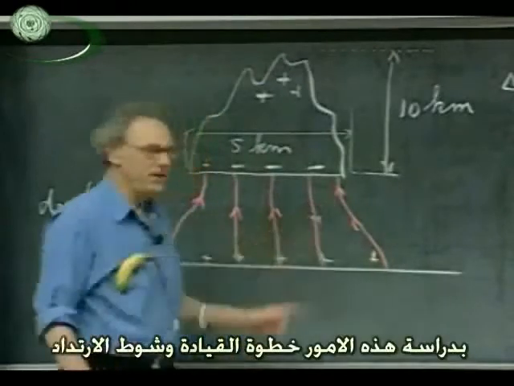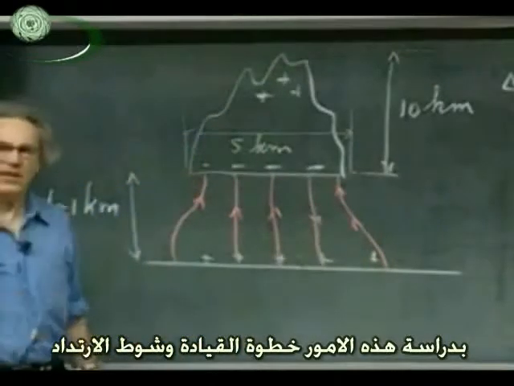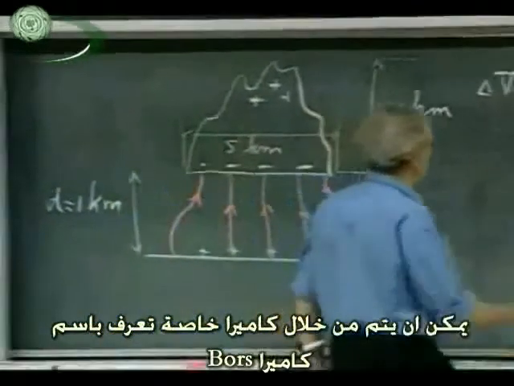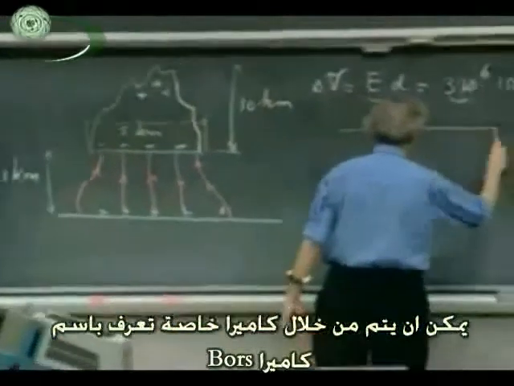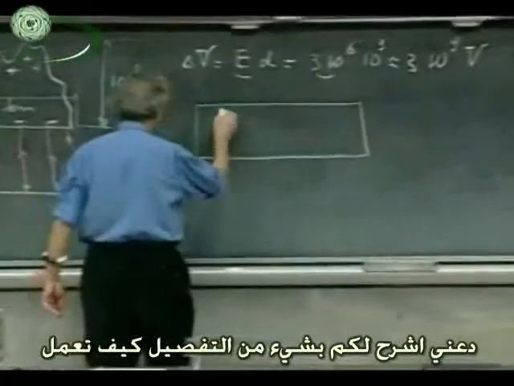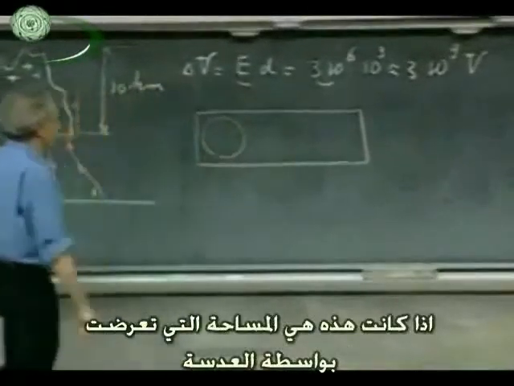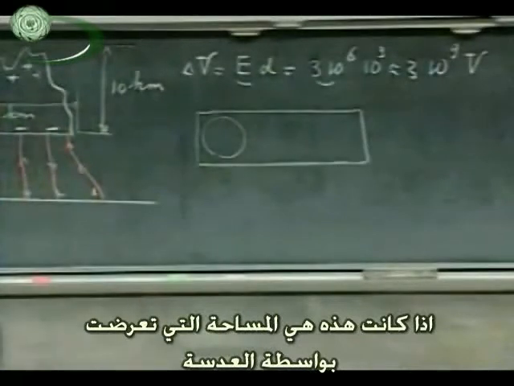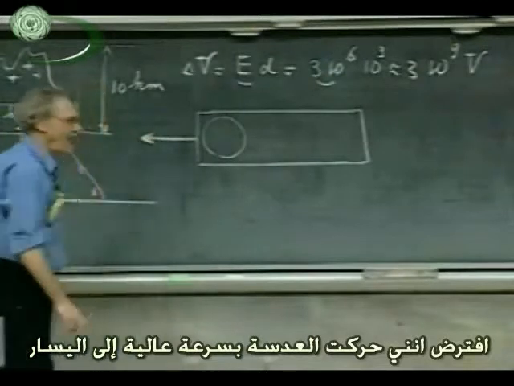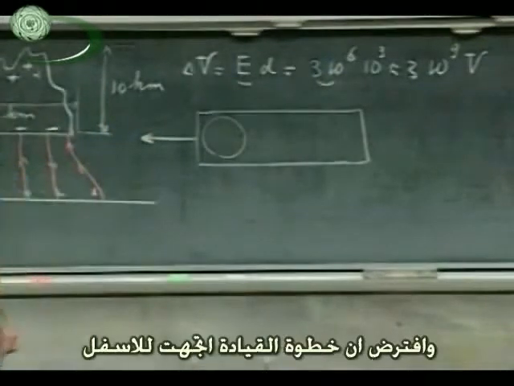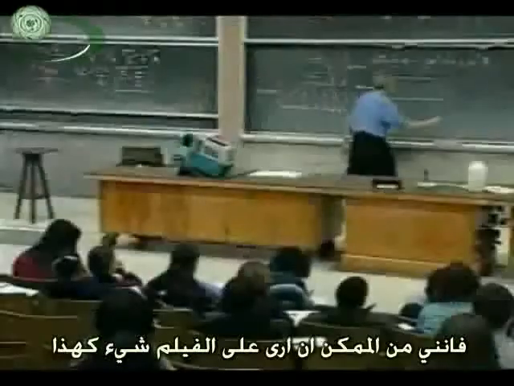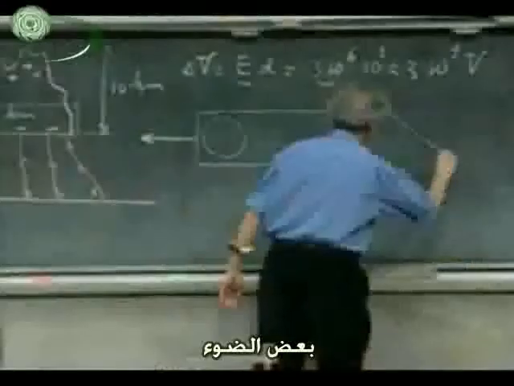The study of this process, of the step leader and of the return stroke, can be done with a camera which is called the Boys camera. Let me first explain to you in detail, in principle, how it works. If this is the area on the film that is exposed by your lens, suppose that I move the film at a very high speed to the left, and suppose the step leader comes down, and I see some light from the step leader, then I may see on the film this, some light.